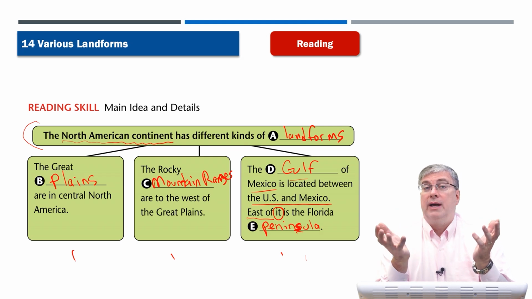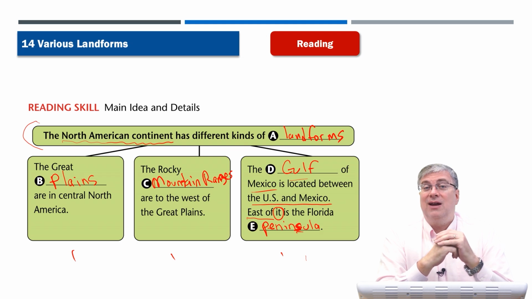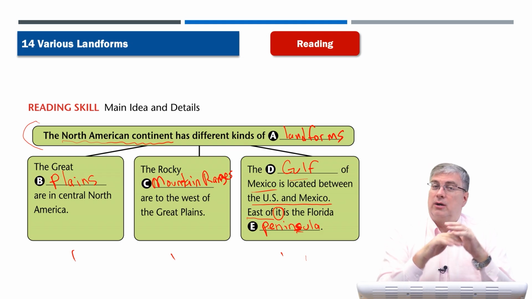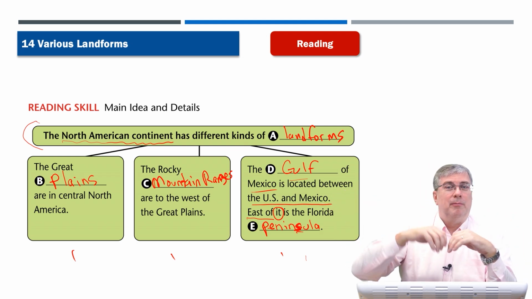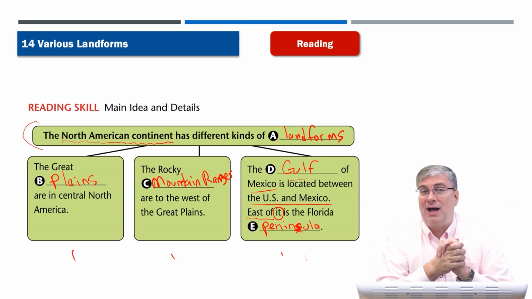Okay. So our lesson is about various landforms, not just, of course, in America or the North American continent, but all over the world. Think about the country in which you live. What are the amazing landforms in your country? Are there great plains? Are there mountain ranges? Do you live on a peninsula? Is there a gulf nearby? Interesting things to think about.